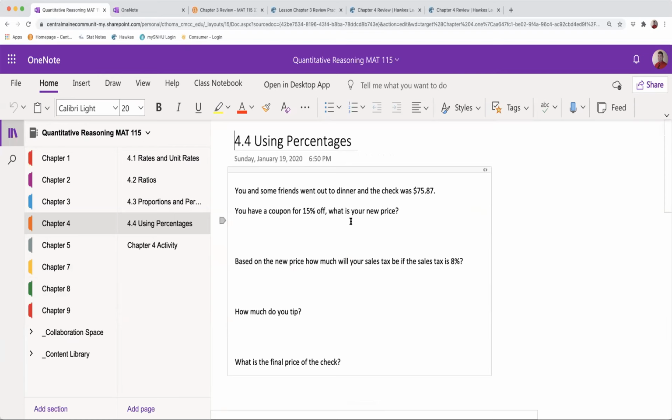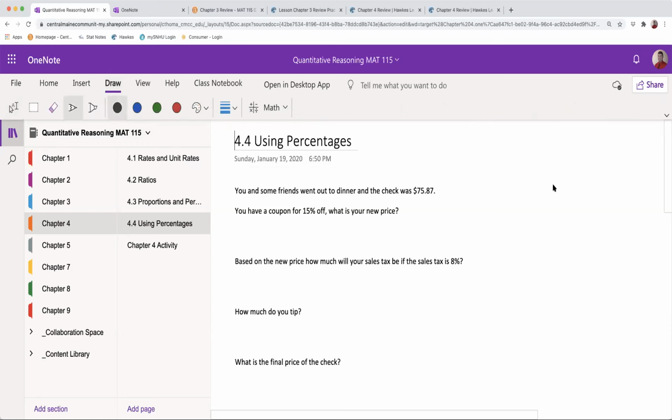We'll do that kind of a problem. Most of us have done this all the time, so I try to pick something that we've all seen, right? So you and some friends went out to dinner and your check was $75.87. You have a coupon for 15% off. So what is the new price of your check, right? So what we do here is we take the $75.87 and we are going to take 15% off. So times this by 0.15.